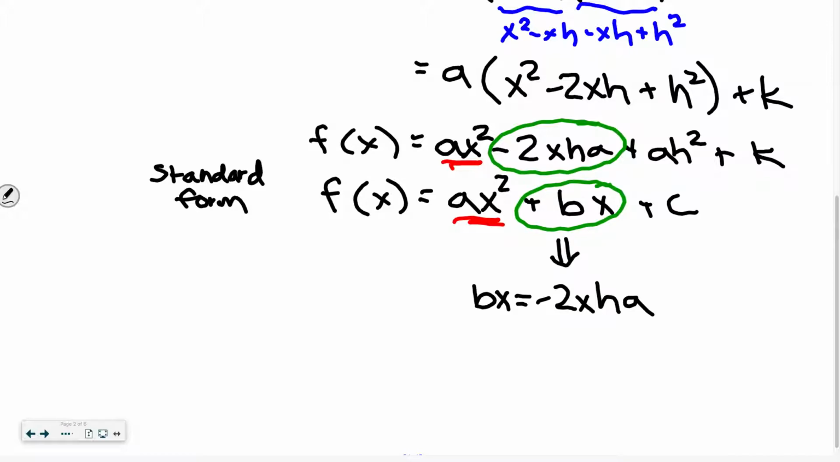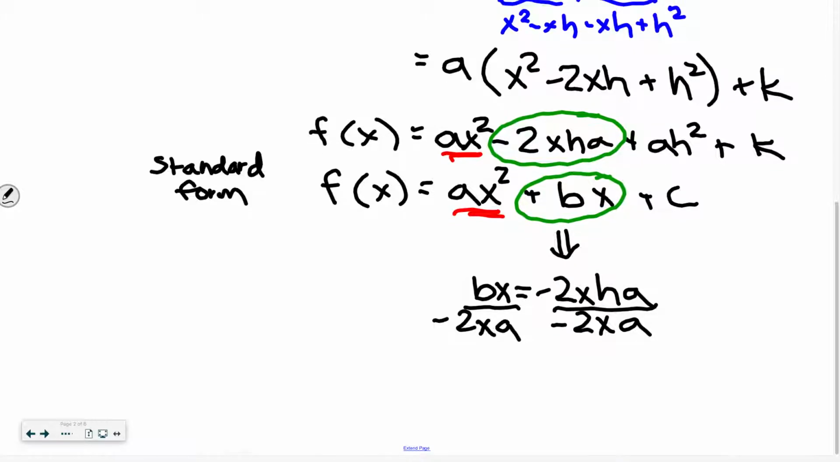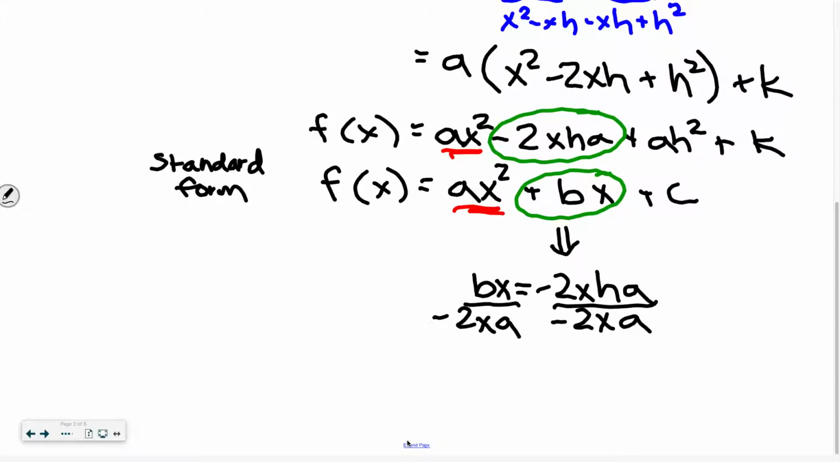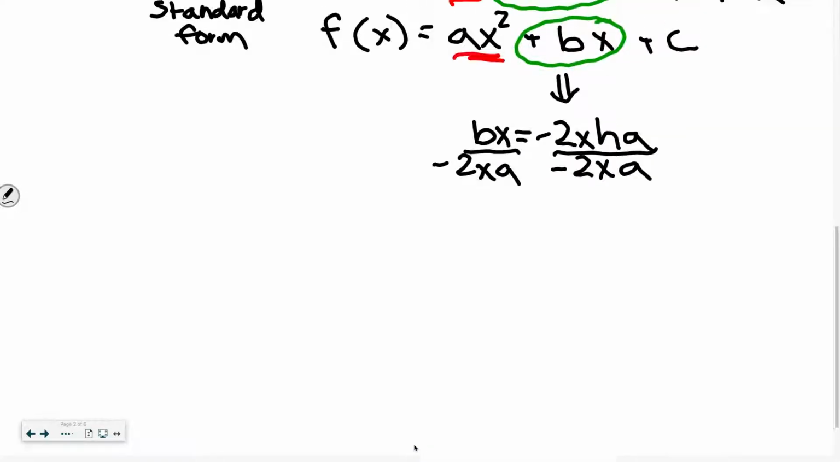It has an h in it. So if I solve to get h all by itself, I'll know what h is equal to in the parameters of standard form. So h right here is getting multiplied by negative 2, x, and a. How do you undo multiplication? Divide. So let's just divide it by negative 2xa, on both sides. The beauty of algebra here, we don't need numbers.